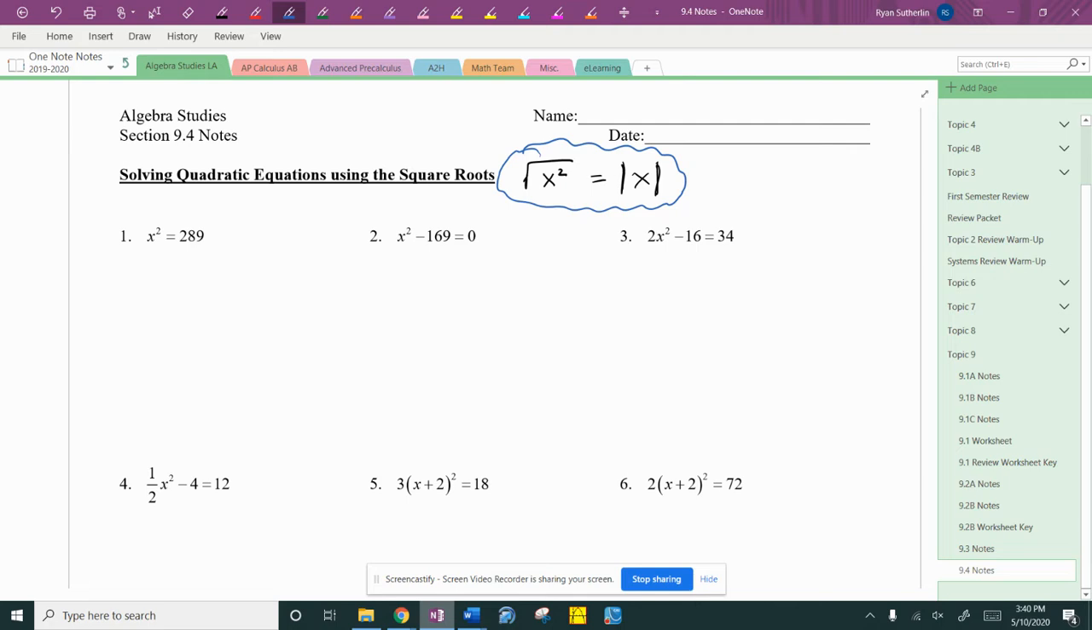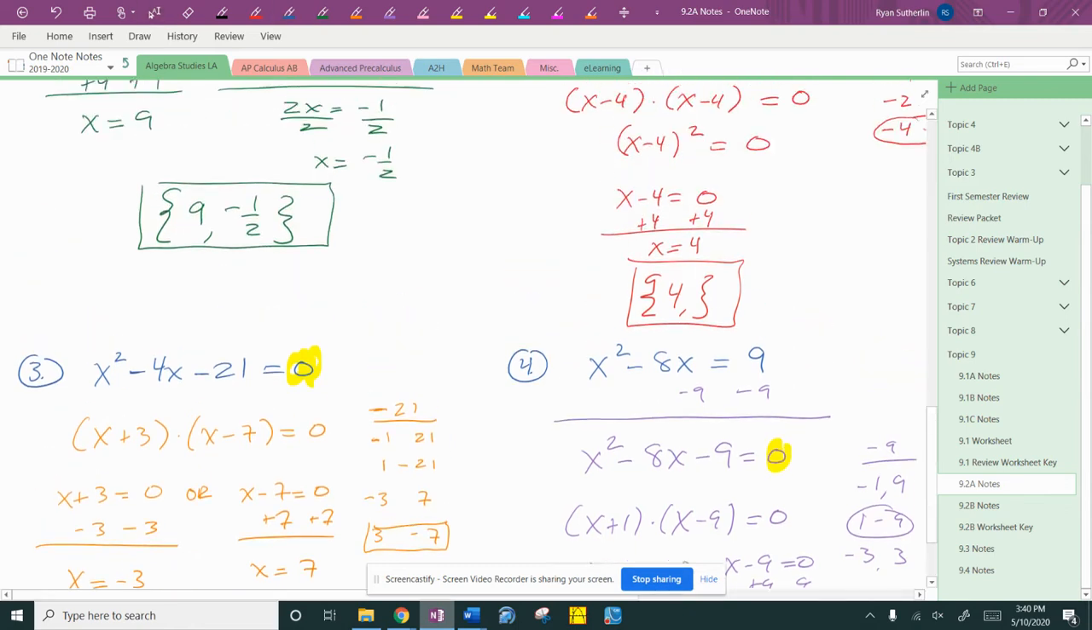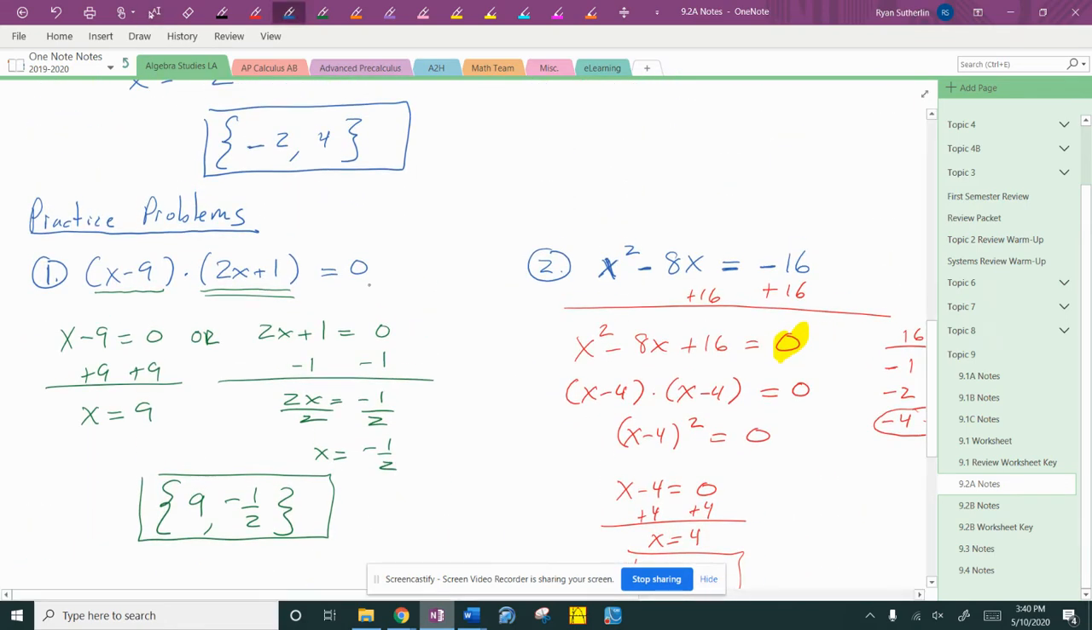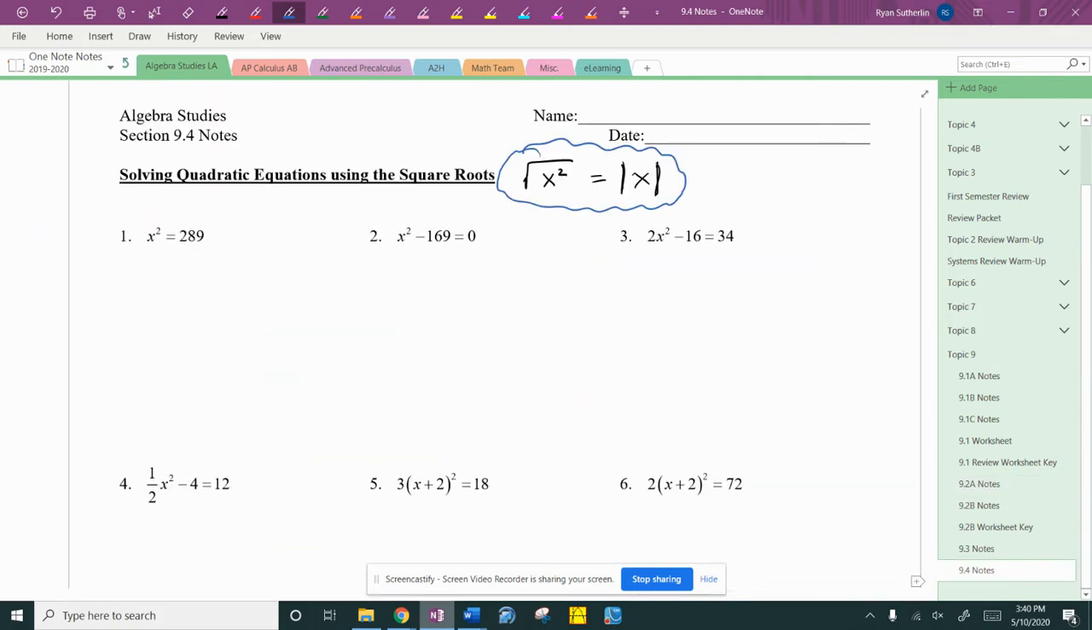And I'll talk a little bit about how this is different from solving by factoring or graphing. If you remember those, and I can go back to our notes here for 9.2a, the key to solving these is we wanted them equal to 0, right? So that we could factor and use the zero product property. In this one, it's the exact opposite. What we want to do is get whatever is squared by itself. So you can see number one, it's ready to go.